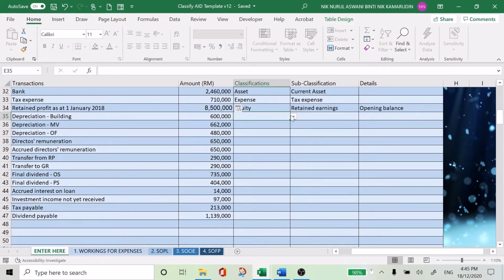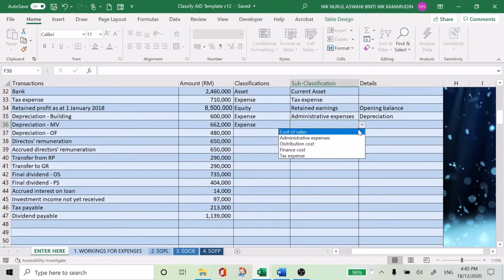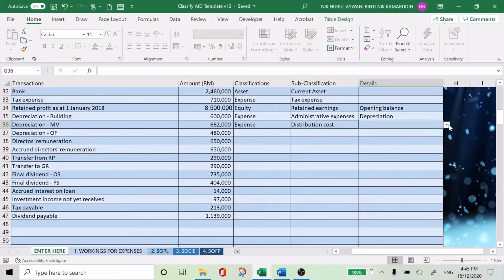This is depreciation of building, so this is your expense. Building is admin expense. Is it a depreciation? Yes. You have to provide that detail so that your asset carrying amount will be calculated correctly. Next, motor vehicle. As required by the question, this is to be classified as distribution costs. So expense, distribution. Is this a depreciation? Yes. Next, depreciation of office furniture, admin expense, depreciation. That's it.